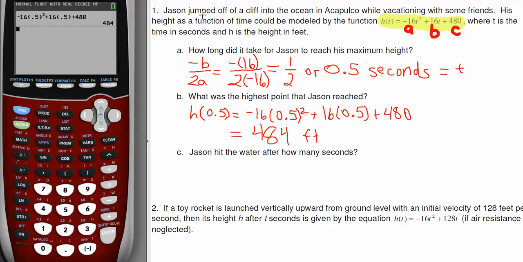Alright, now finally, we're going to find when he hits the water. Now, the water we're going to assume is what we're going to consider zero level or ground level. So it has a height of 0. So in this case, if we're trying to find a 0, we've got to use our old friend quadratic formula, which is negative b plus or minus the square root of b squared minus 4ac all over 2a.